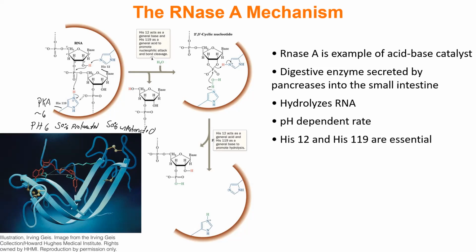Now let's actually look at this mechanism in detail to see how the acid-base reaction is going on. So the carbon that is important for our first step of this reaction is 2'. And here, histidine 12 is going to take this hydrogen from 2' of RNA. So we have our base, histidine, right here. So we're taking a hydrogen, and then histidine 119 is going to be acting like our acid. So we're going to donate a hydrogen to our phosphate backbone here.